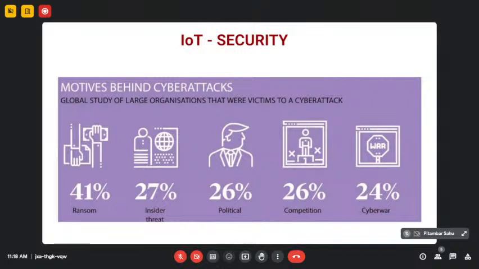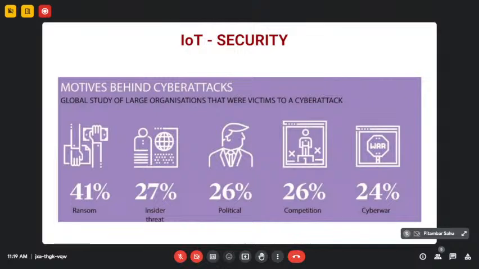When we look at the motives behind cyber attacks, you can see that 41% is for ransomware attacks. Previously, people were kidnapping others for money, but right now people are taking hold of one's system, hacking the system, getting the information, and demanding money. So 41% is ransomware attacks, 27% is insider threats, people working in the same organization giving information about future plans and proposals to their friends outside the company.